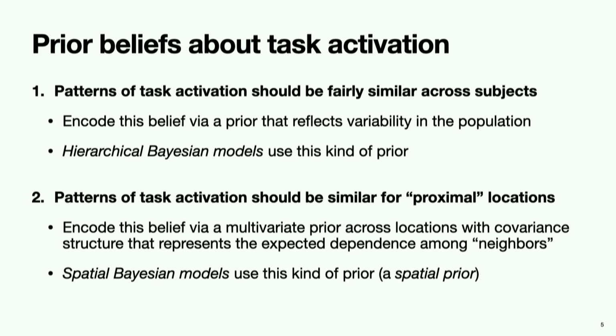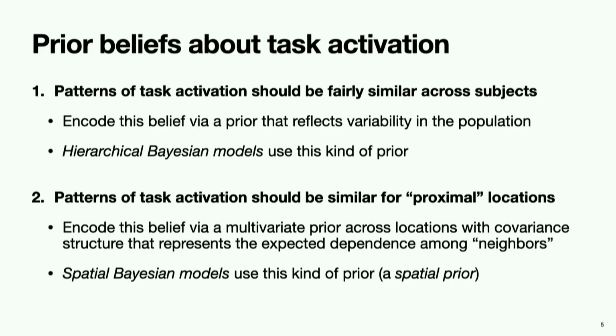Another example of prior beliefs that we may have about task activation is that the pattern should be similar for locations that are nearby to each other, for proximal locations. And this could mean locations that are close in Euclidean space. It can mean locations that are close along the cortical surface. It could mean locations that belong to the same parcel, based on some group parcellation. It could mean locations that are structurally connected. So we can define proximal in different ways. But this is a belief that most of us would probably say is reasonable, that we could encode through a prior.